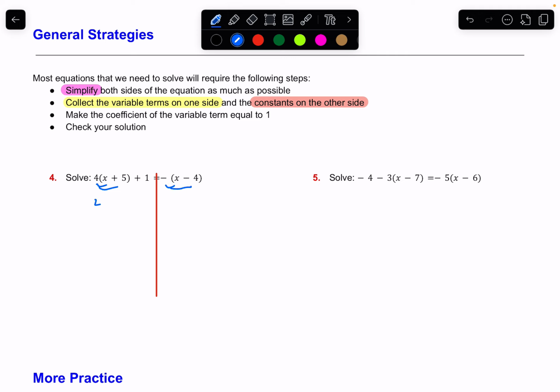All right, so now I have a couple things that can be combined. On the left, I have a 20 and a 1. So I'm just going to put those together to get 4x plus 21. And the right side stays the same.